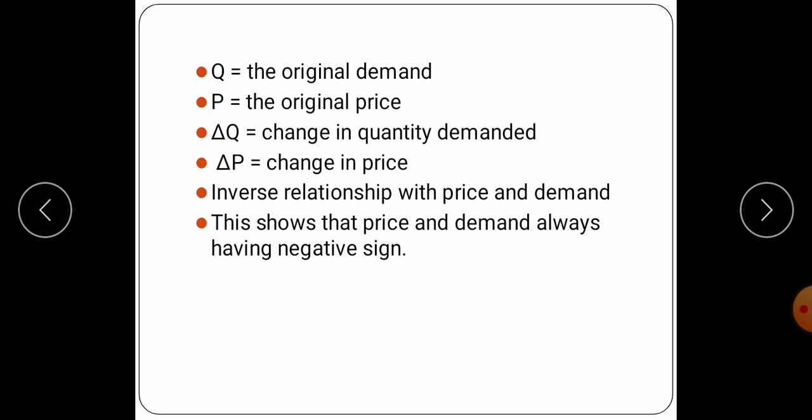Owing to the inverse price-demand relationship, there is an inverse relationship between price and demand. The elasticity of demand with regard to the price of a commodity always has a negative sign, right? As price increases, demand decreases; as price falls, demand increases. So it is a negative sign. This shows that price and demand are inversely related. The negative sign is not ordinarily used when writing the value of price elasticity of demand.